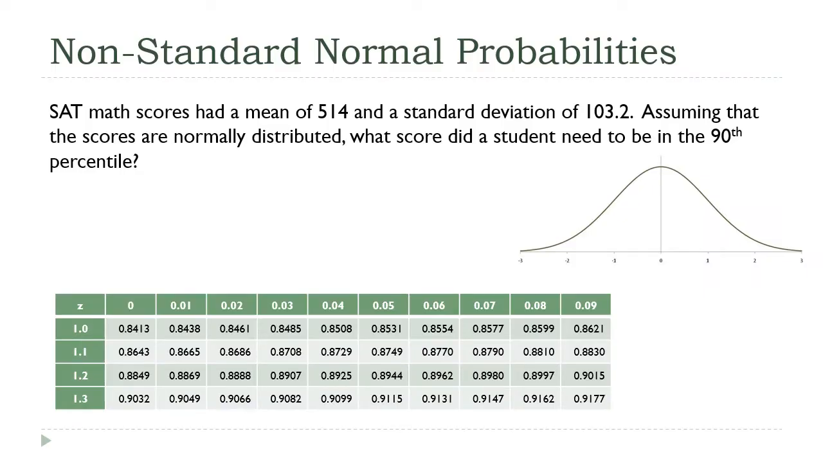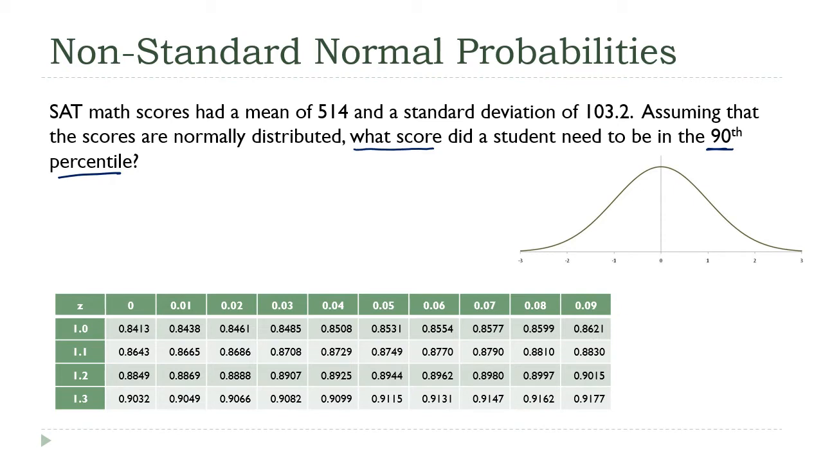So if you read through the question here, you'll see that this is kind of backwards compared to what we're doing in the last section. In the last section, we were given a data value and asked to find a probability or a percentage. In this question, we're given a percentile, which remember is a percentage, and we're asked to find the data value, in this case, a test score.